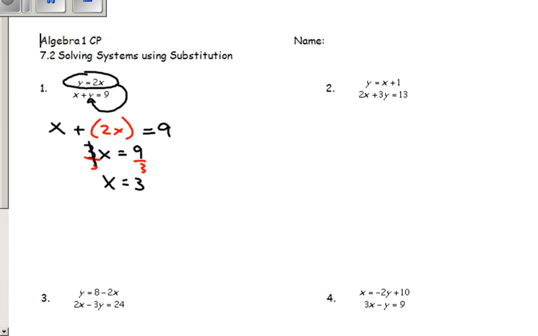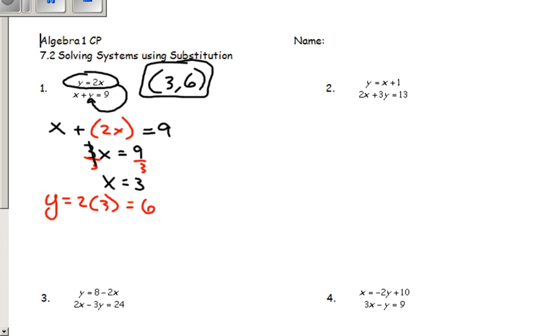I now take that 3, plug it into the original equation, y equals 2x. So now I have y equals 2 times 3, which equals 6. So my final answer for this one would be the point (3, 6).